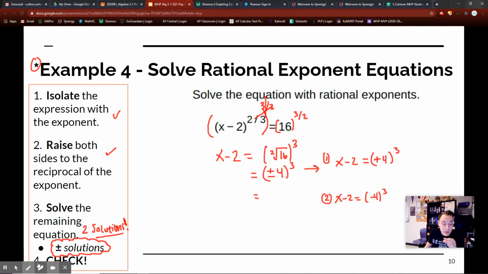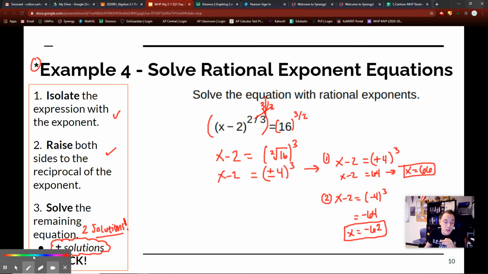I have 2 solutions, guys. You have to pay attention to that, okay? So what's positive 4 cubed? Well, that's just 64. And then x minus 2 equals 64, which means when I add the 2 over, x equals 66. And then right here, that's going to be negative 64, and so when I add the 2 over, that equals negative 62. So x equals negative 62. I have 2 solutions here, 66 and negative 62. That's vitally important.